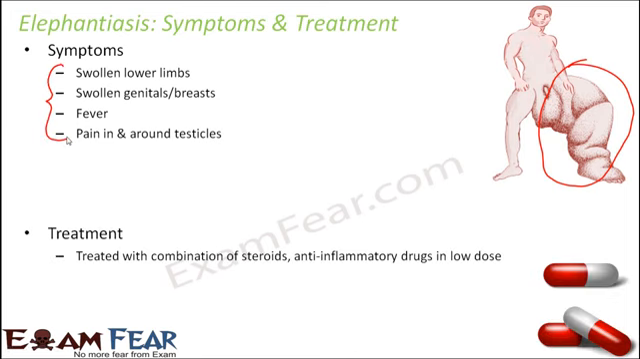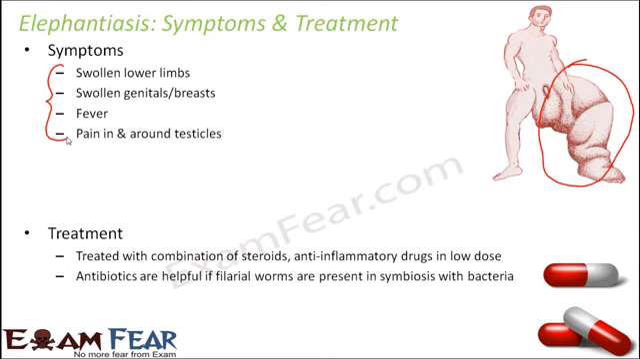Now, how do we treat this disease? It can be treated with a combination of steroids and anti-inflammatory drugs. However, it has to be given in low dose. This disease can be treated only gradually. A sudden very high dose of anti-inflammatory drug should not be given. Gradually it will get treated over a period of time.